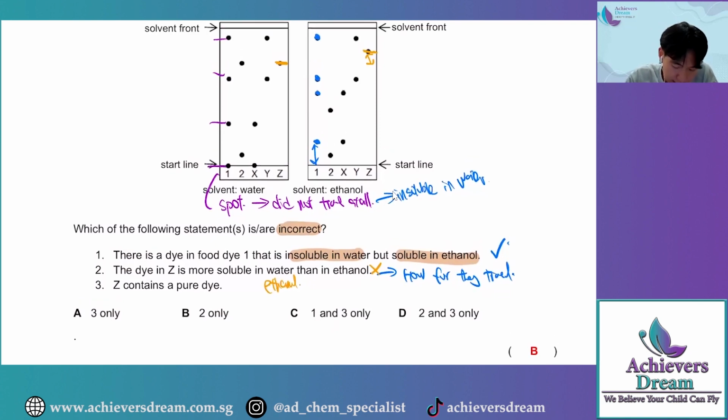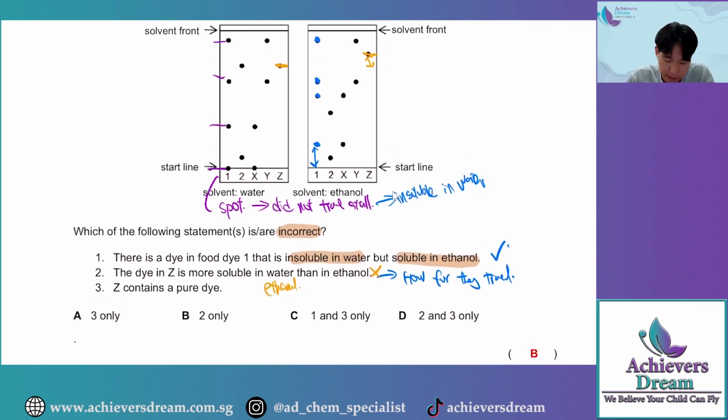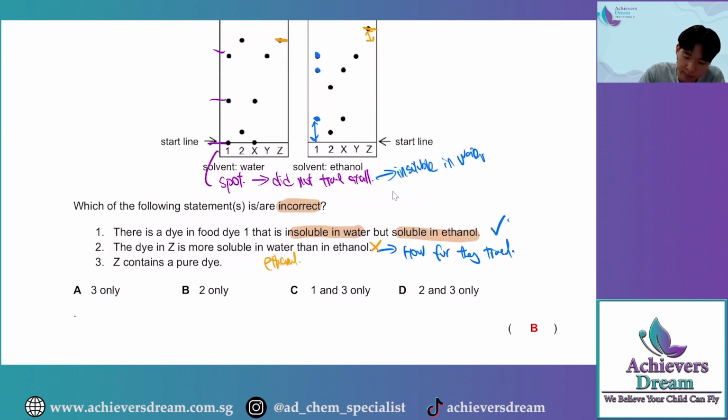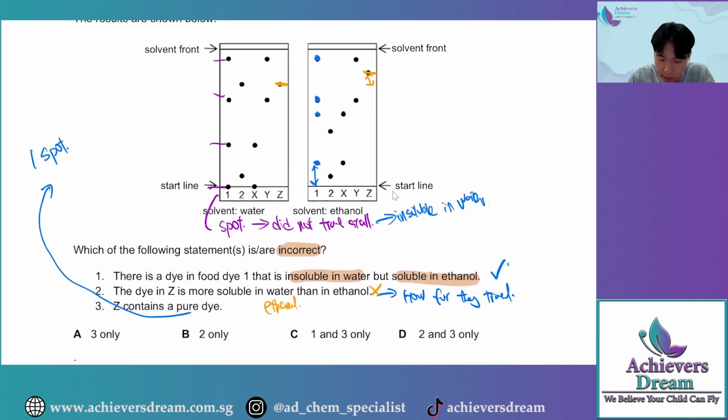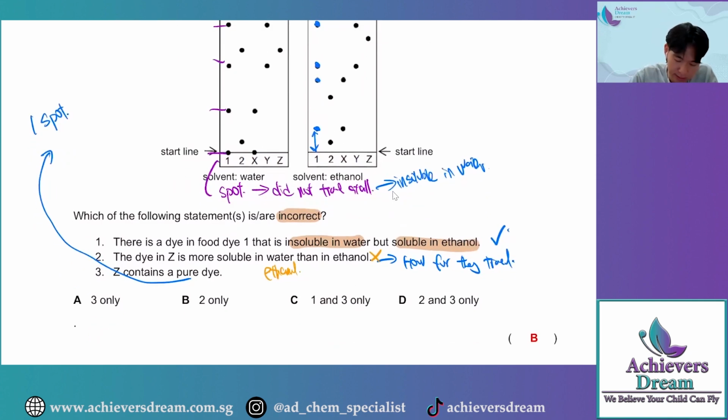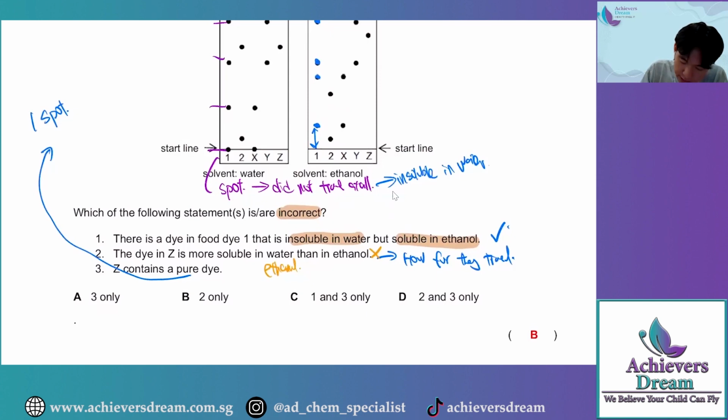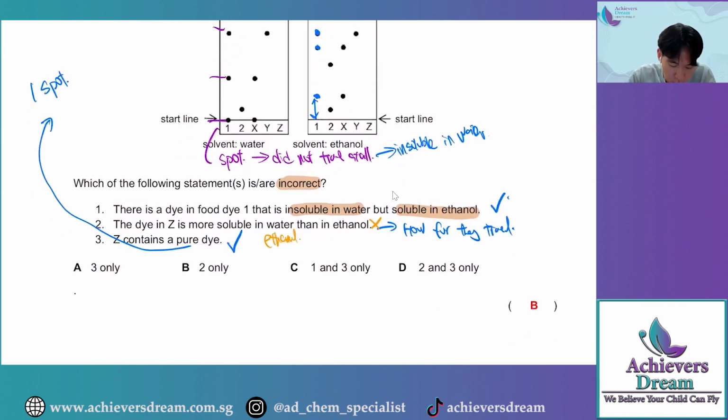Let's look at statement 3. Z contains a pure dye. Okay, so how do we determine if it's a pure dye? Basically, it will only have 1 spot. Right, 1 spot. And if we look at the chromatograms, we can see that in both water and ethanol, there is only 1 spot. Okay, so that tells us that this is correct. And therefore, only 2 is incorrect and the answer is option B.